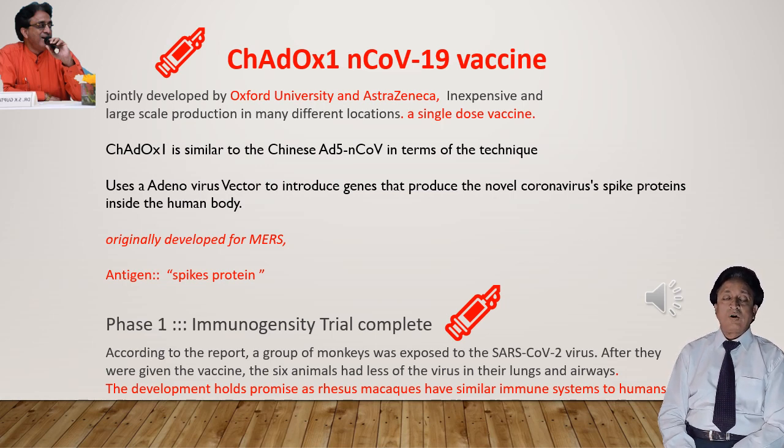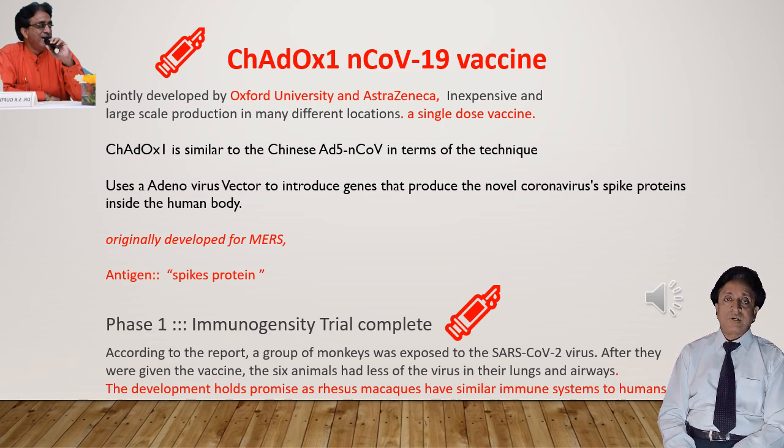This vaccine also uses an adenovirus vector to introduce genes that produce novel coronavirus spike proteins inside the human body. Such a vaccine was originally developed for MERS, and the phase 1 immunogenicity trials of this vaccine are complete. A group of monkeys was exposed to the SARS-CoV-2 virus after being injected with the vaccine, and it was found that many of these monkeys, rather all the monkeys, did not have a very serious disease, and the vaccine protected them from developing serious pneumonia caused by the coronavirus infection.